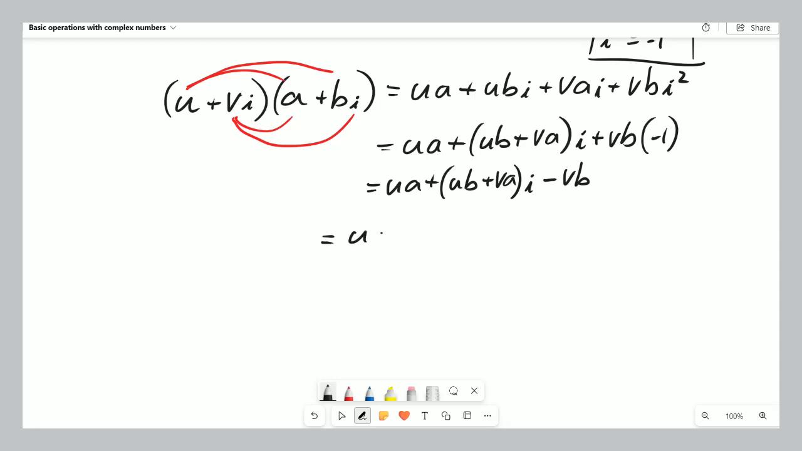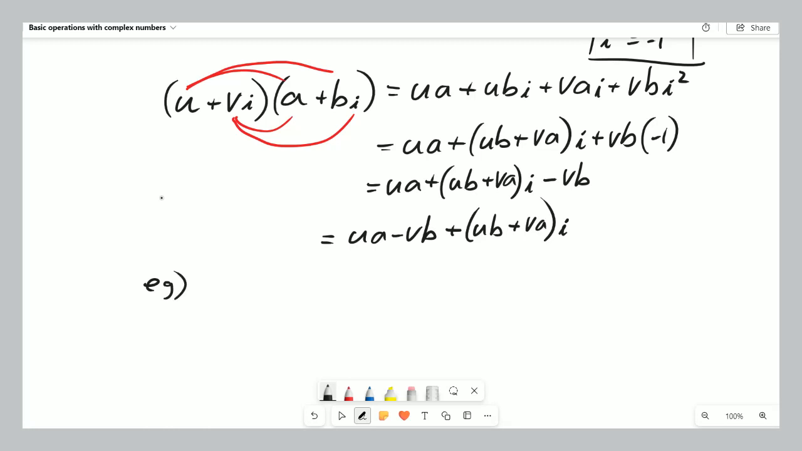The real component is ua minus vb, right? The product of the real terms minus the product of the imaginary terms. And then the imaginary component is ub plus va, okay, which is the product of a real term times an imaginary plus the other real term times the imaginary. Okay? Now it looks like a long formula, but it's really just opening brackets, right?